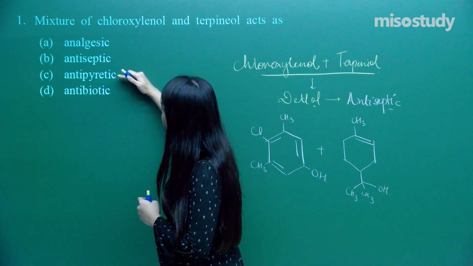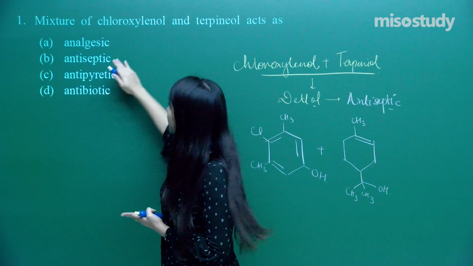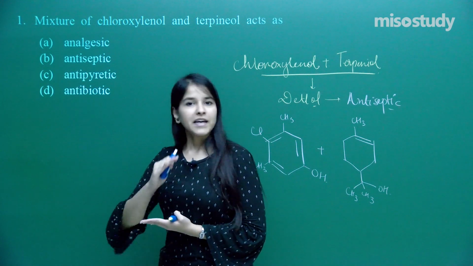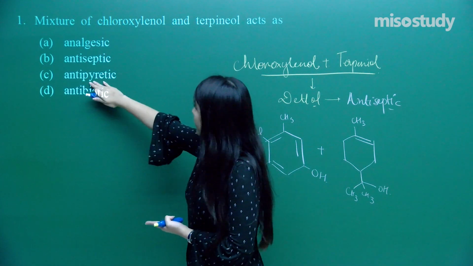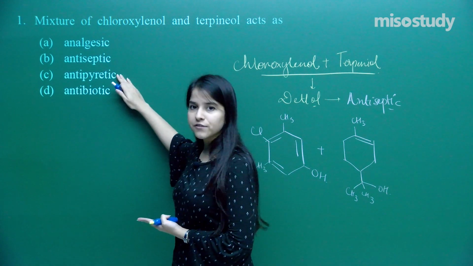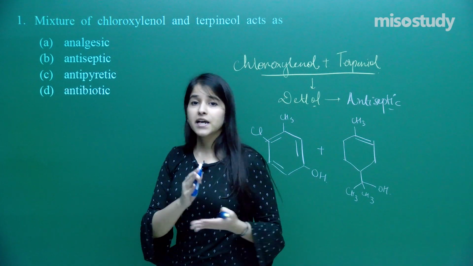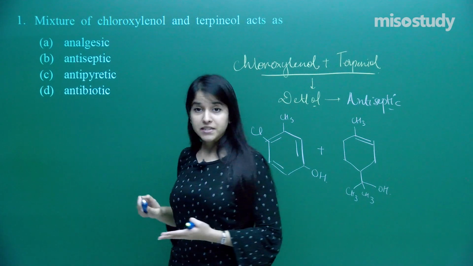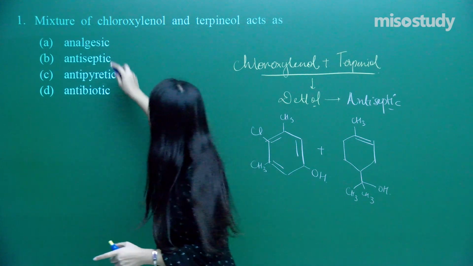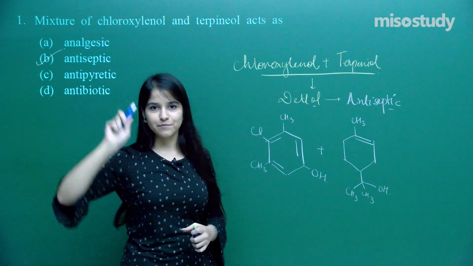Analgesic, antiseptic, antipyretic, antibiotic. What is analgesic? That is the painkillers. Antiseptic, we all know, it actually kills the bacteria. Antipyretic, what is antipyretic? It reduces the fever, and antibiotic again stops the growth of the bacteria as well as kills the bacteria. That is what antibiotic does. So I hope you have got the answer over here, which is B, that is antiseptic.